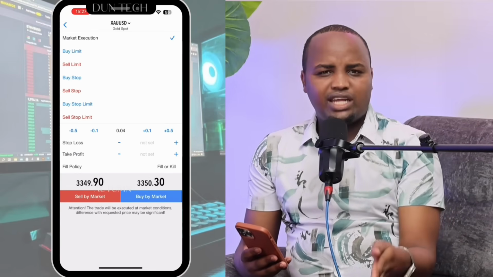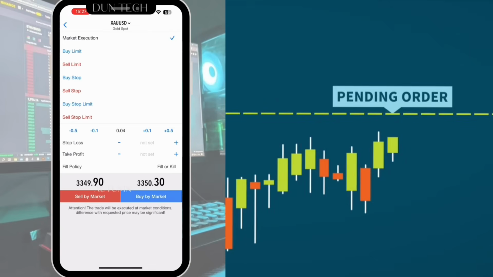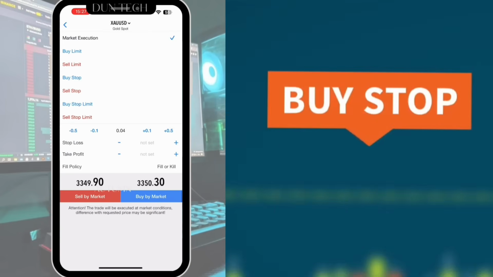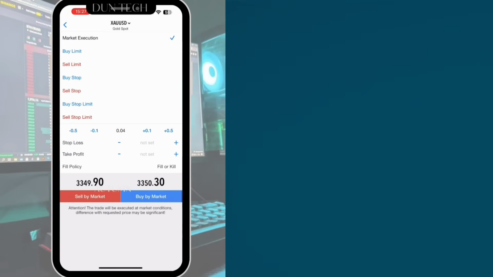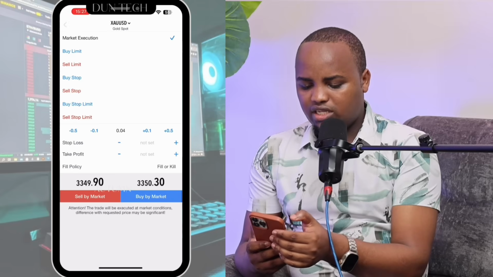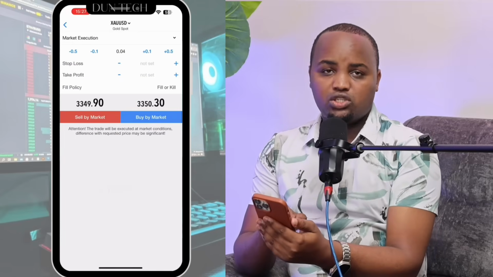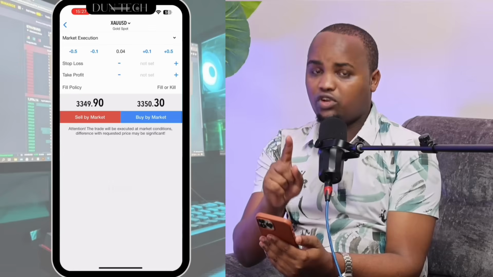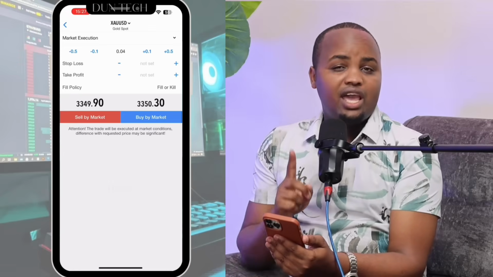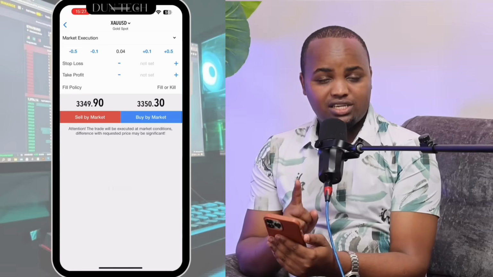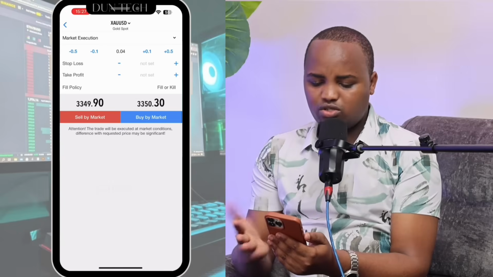Now, what are the rest that are called pending orders? First of all, let's start with the buy limit and when you use it. The market execution just provides you with the stop loss and take profit. That is known as instant execution.